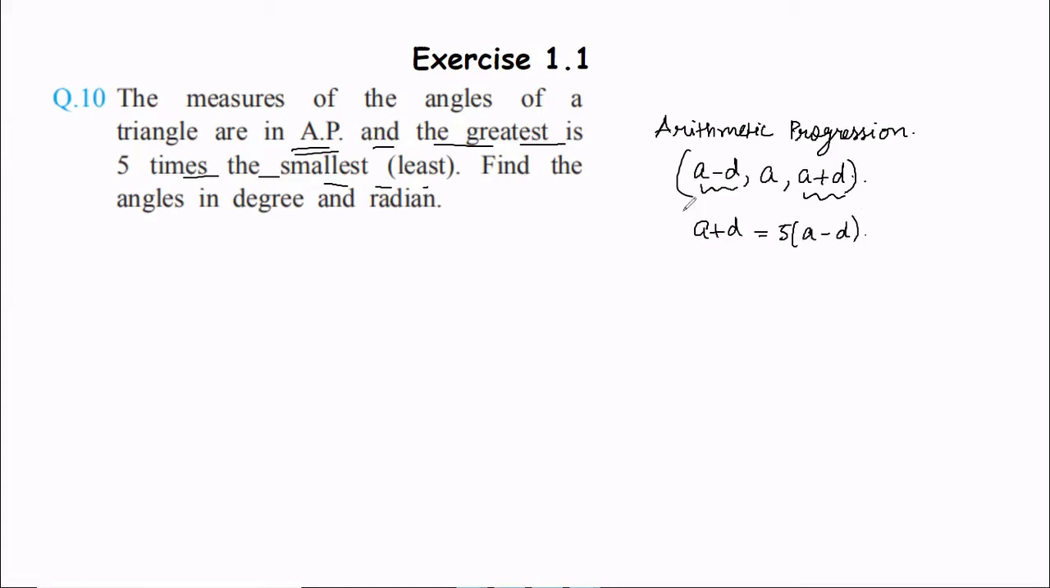This will be the second condition. Find the angles in degree as well as radians. So using these two conditions: first, the angles of a triangle are in arithmetic progression, and we've assumed the angles to be a minus d, a and a plus d as per the rule of arithmetic progression. Second, the greatest angle is 5 times the smallest one. So a plus d will be equal to 5 times a minus d. So using these two conditions, we will solve.